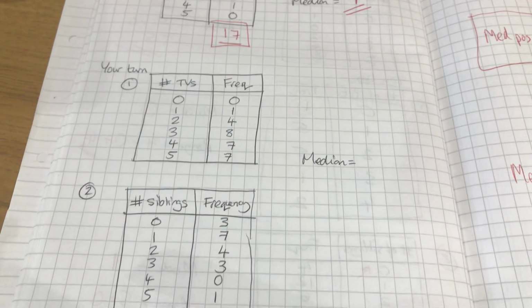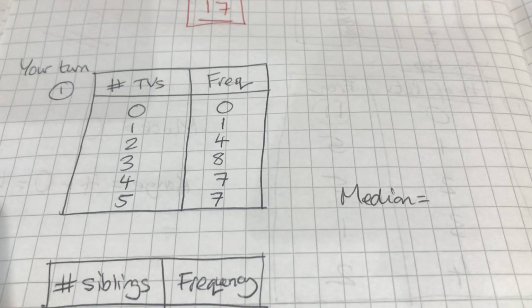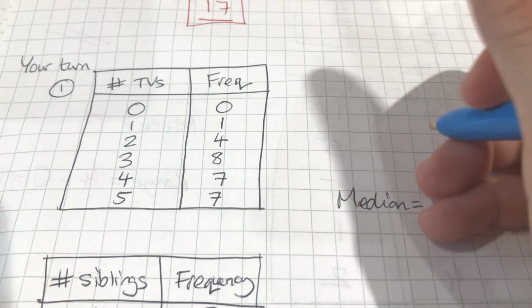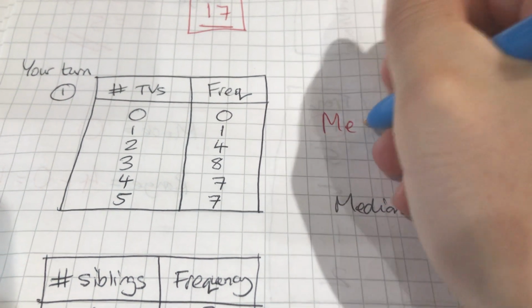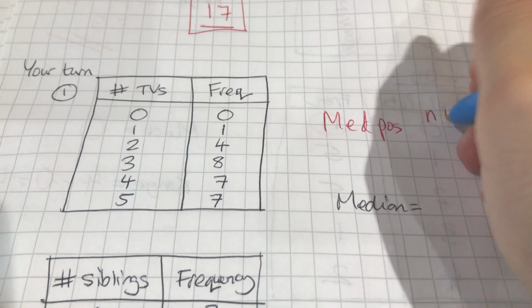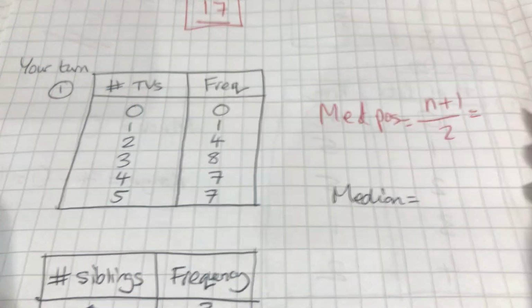So here's your practice questions. Pause it, and then have a go. Right. It's time for me to go through it then. If you didn't pause it there, have a quick rewind, have a go at it. So 1, 5. So first of all, we're going to write MEDPOS. And that is always n plus 1 divided by 2. So we need to work out what that n is. That's how many people there are.